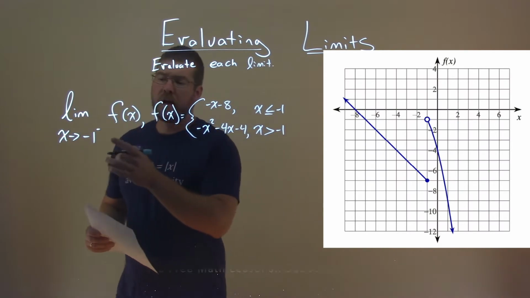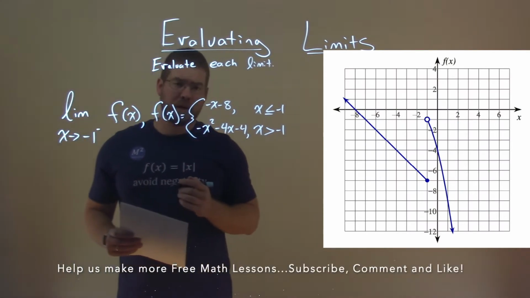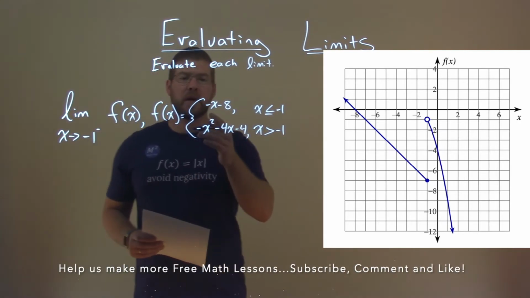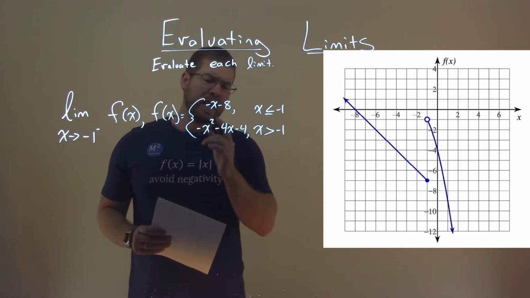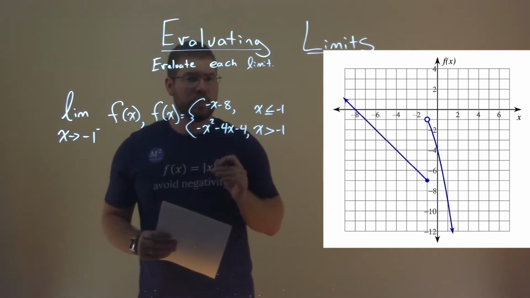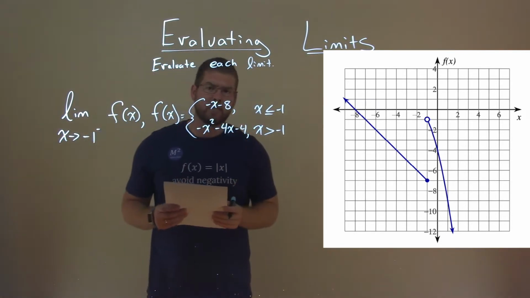We're given this problem right here. The limit as x approaches negative 1 from the left of f of x. And f of x is equal to the piecewise function negative x minus 8, where x is less than or equal to negative 1, and negative x squared minus 4x minus 4 when x is greater than negative 1. And we can see that in our graph here that's provided.